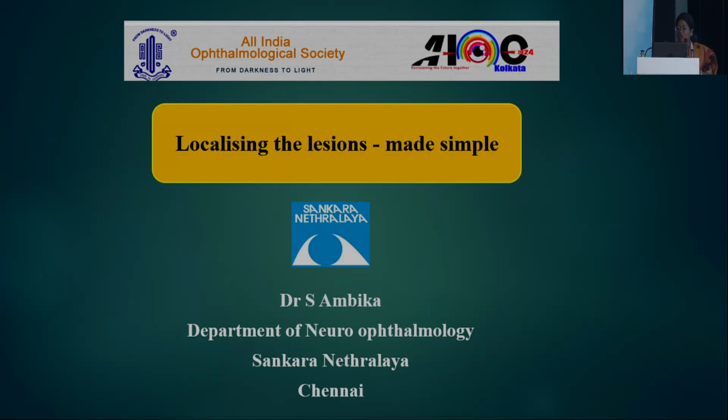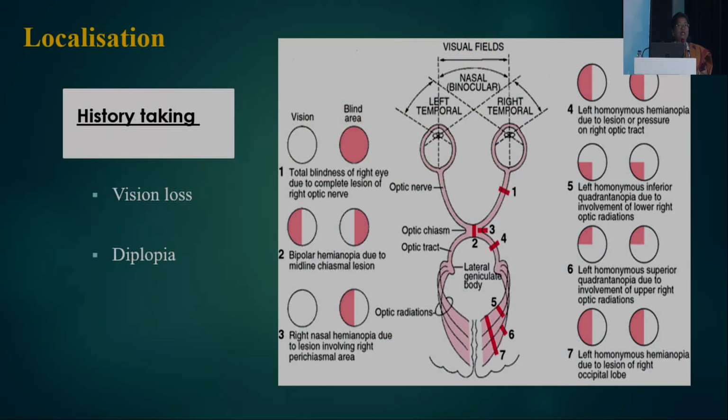I'm going to talk on localizing lesions made simple. And I'm missing my previous speaker who should have given an overview of optic neuropathies. So let me make the missing talk as relevant as possible to my talk.